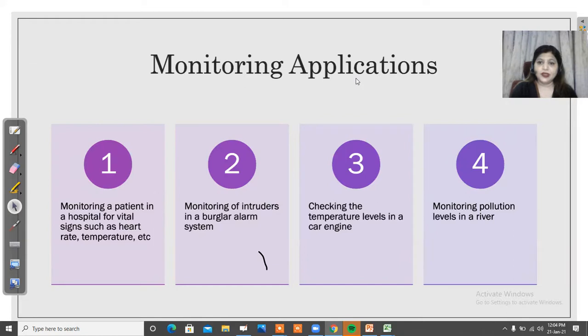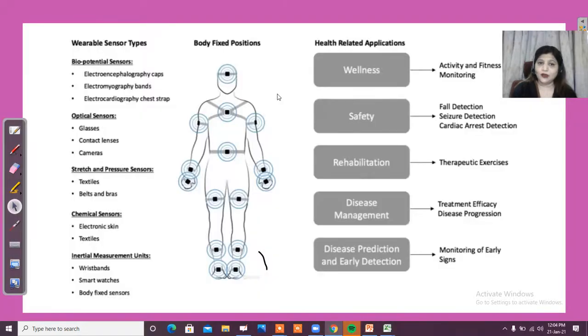Monitoring applications. There are lots of applications using sensors in terms of monitoring systems, out of which we'll be picking a few examples, and a few examples will be left for our students to analyze themselves. First example is monitoring patients in a hospital for vital signs such as heart rate and temperature. This is one of the examples. If you go into detail, there are lots of monitoring sensors available.